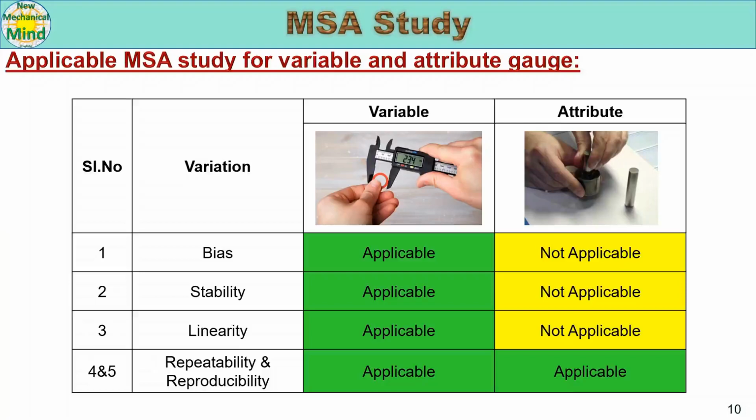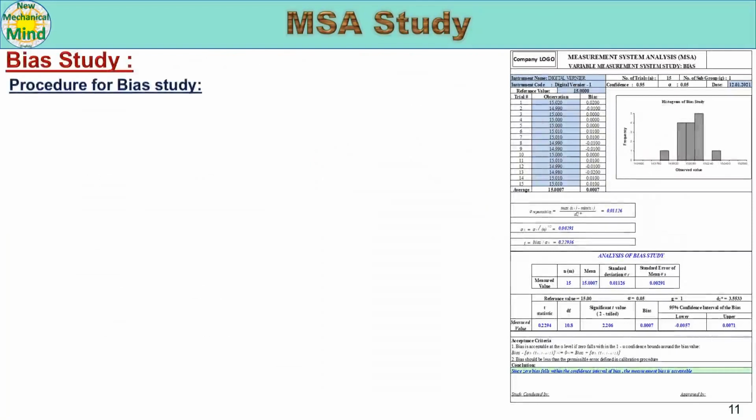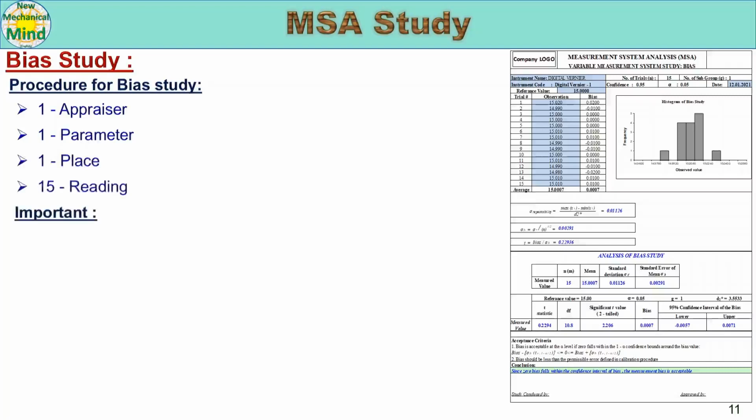Now briefly we are going to see all the MSA studies. First one, bias study. The procedure for bias study is one appraiser, one parameter, one place, 15 readings. In this, the important thing is the reference value. The reference value of the part which is selected for this bias study is very, very important.